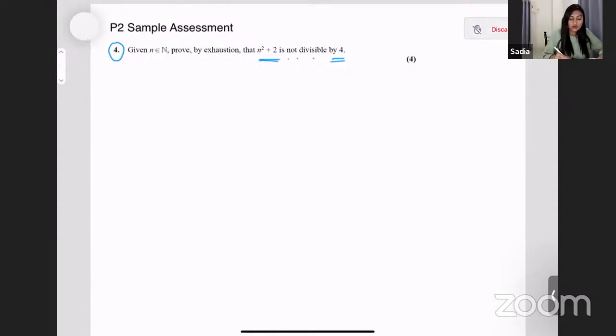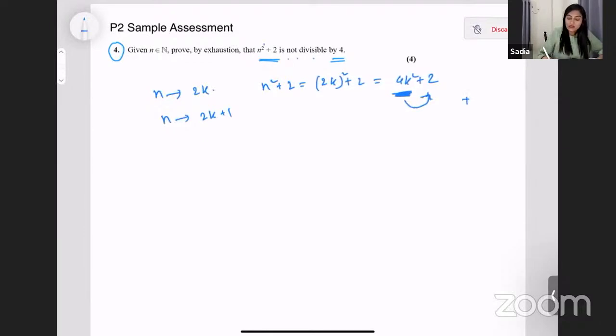But then again, you can also express this with n as 2k and n as 2k plus 1. So if n is 2k, n squared plus 2 will be (2k) whole squared plus 2, which is 4k squared plus 2. So this is a multiple of 4 plus 2. Adding 2 will not give us a multiple of 4. It has to be at a difference of 4, right? So this is not divisible by 4.